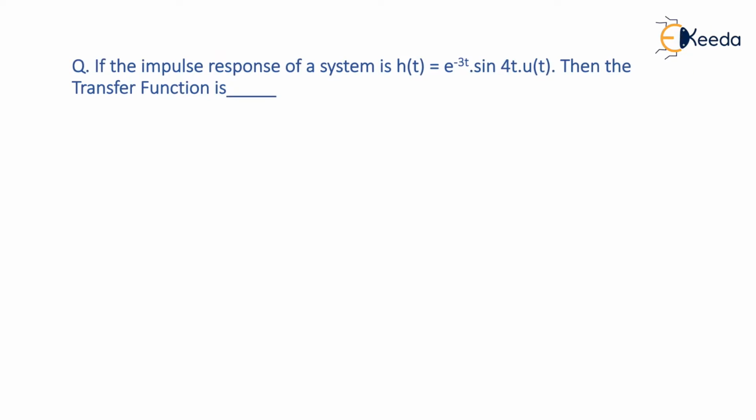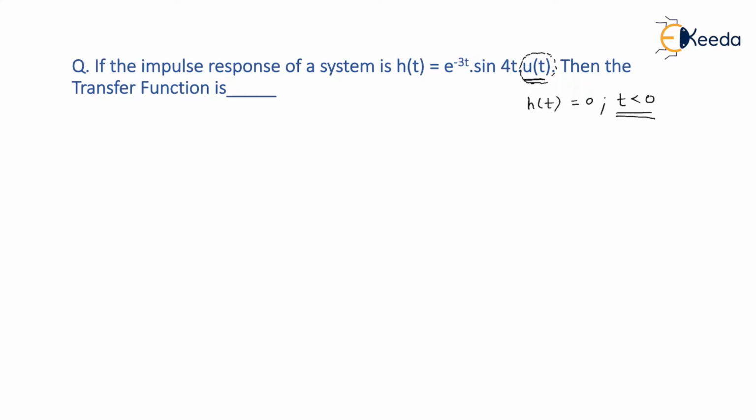Let's see question number 1. If the impulse response of the system h(t) is e to the power minus 3t times sine of 4t dot u(t), then the transfer function is. So this presence of u(t) indicates that h(t) is equal to 0 for t less than 0. And we know that whatever time dependent functions we take for Laplace transform, we take only unilateral Laplace transform. So even though this u(t) is not given, you have to always assume that every time dependent function is multiplied with u(t) only, right?